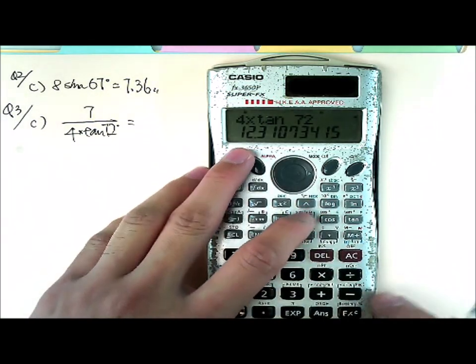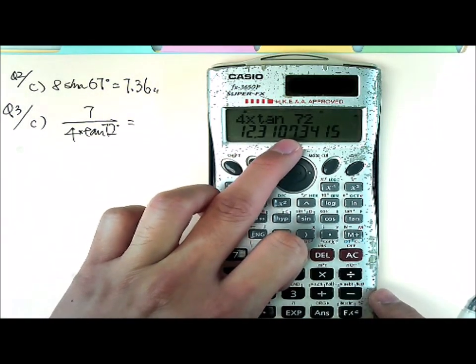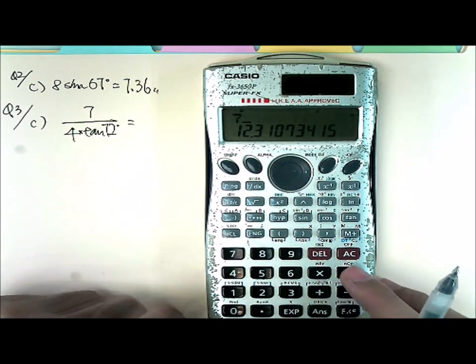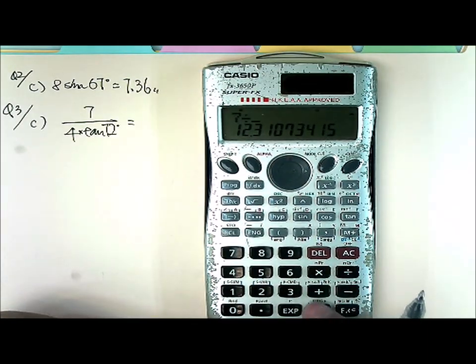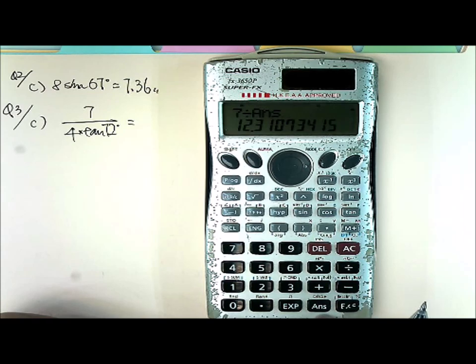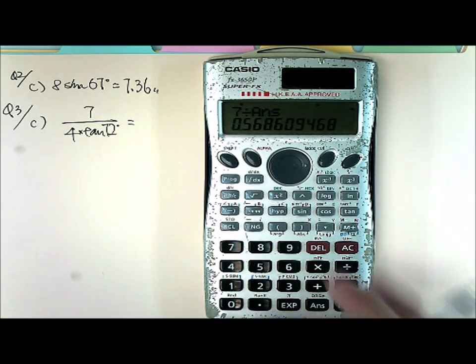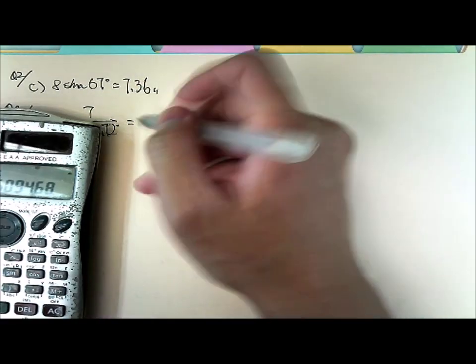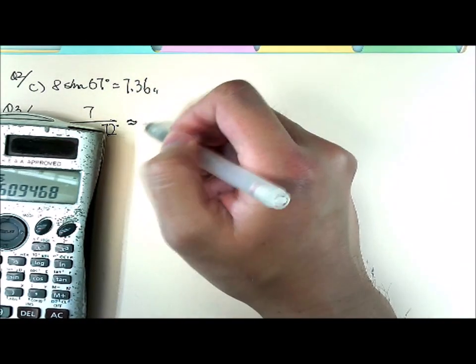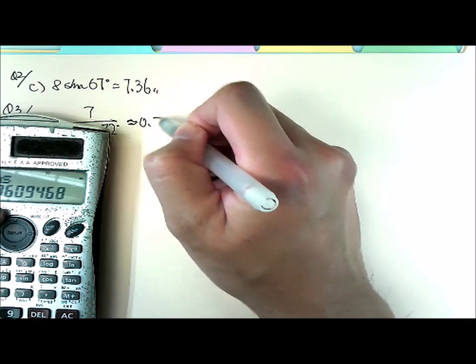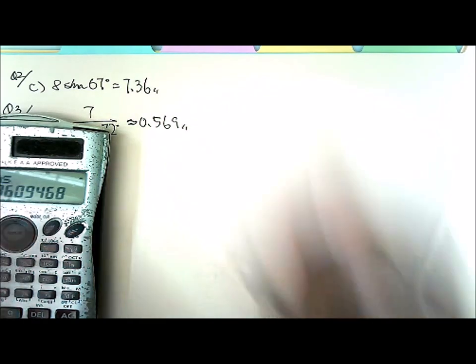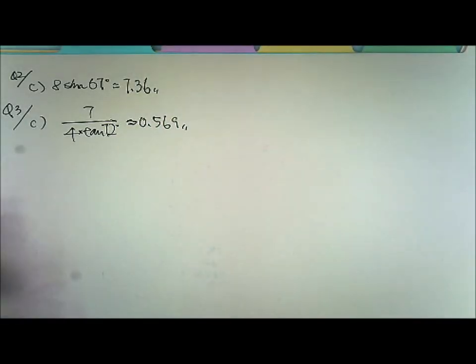4 times tangent 72 equals something. You press the equal, then you have this ugly number, right? And then use 7 to divide by this answer. You have the answer at the bottom, and then equal to, you got the final one. This should be the correct one, so approximately 0.569 is okay.